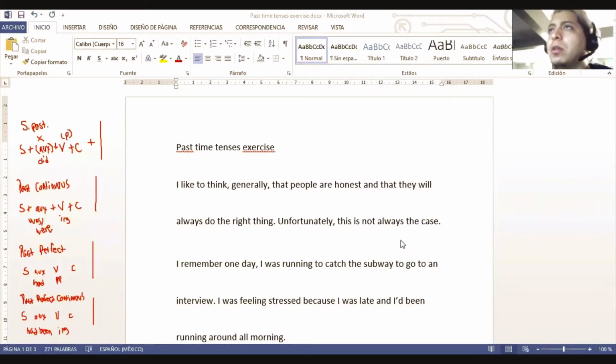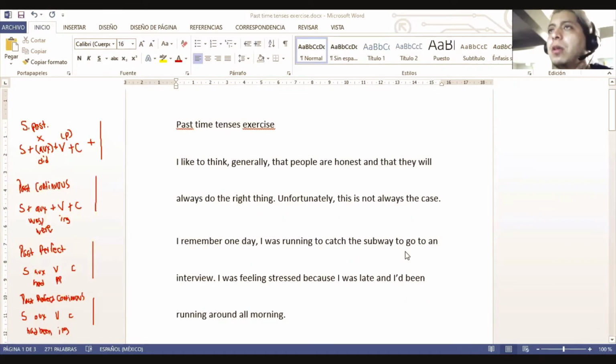So, the past time tenses exercise. Let me just read this part. I will read it complete before, and then we're just going to break it down and check how they are using different time tenses. So it says: I like to think generally that people are honest and that they will always do the right thing.